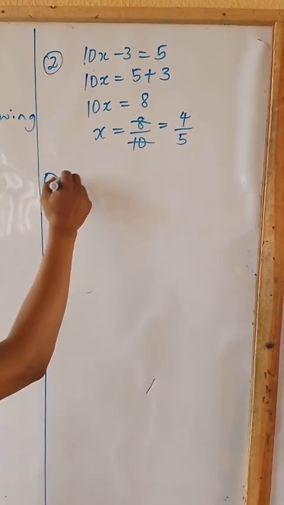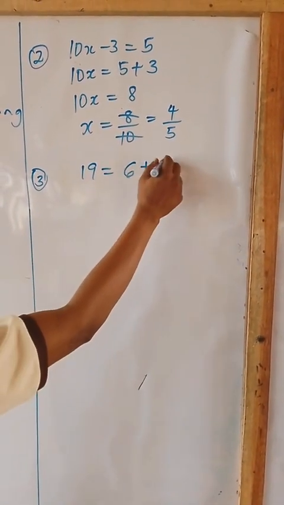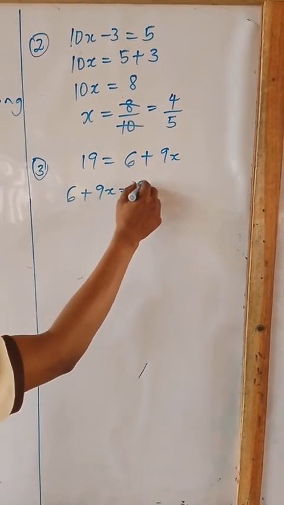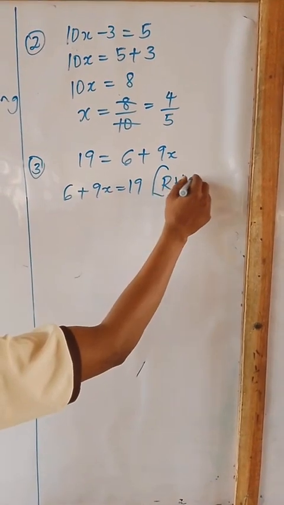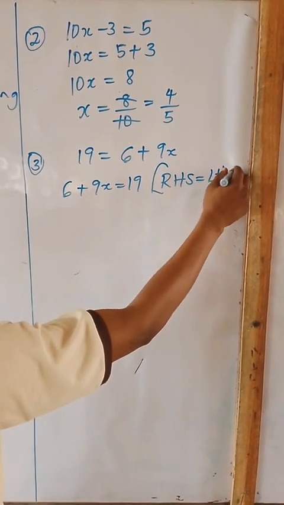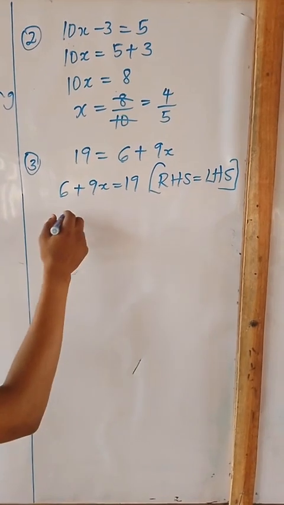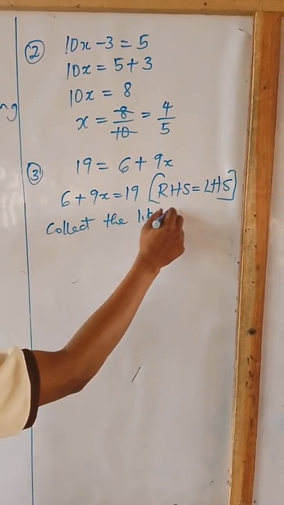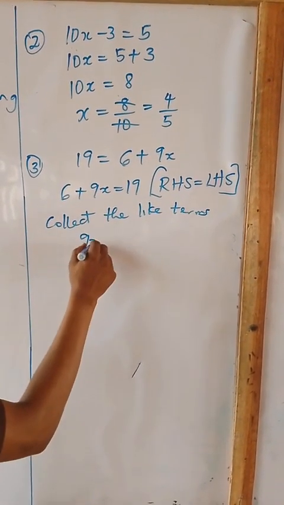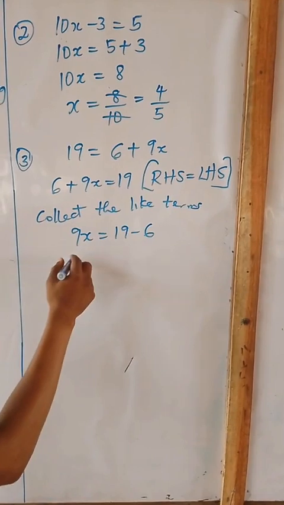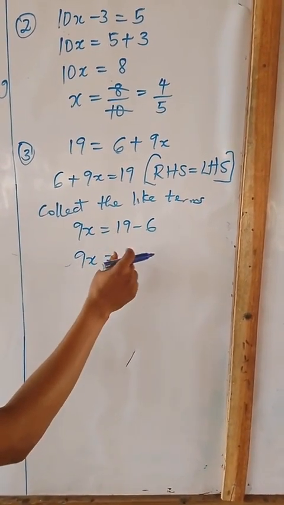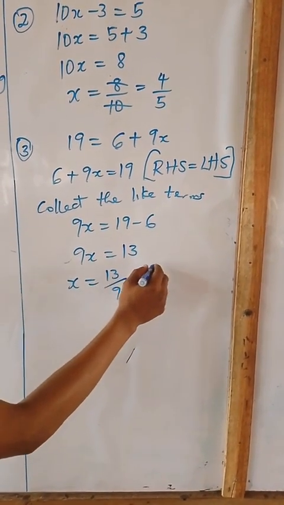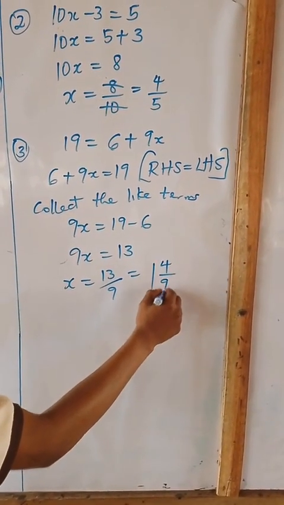In our question 3, we have 19 is equals to 6 plus 9x. We can rewrite the equation as 6 plus 9x is equals to 19, because the right hand side is also equivalent to the left hand side. Then we are going to collect the like terms. So we are going to have 9x is equals to 19 minus 6. 19 minus 6 will give us 13. And x is equals to 13 over 9, which will give us one whole number 4 over 9.